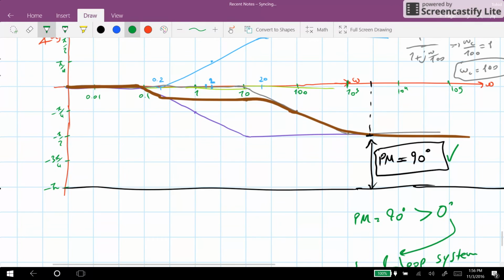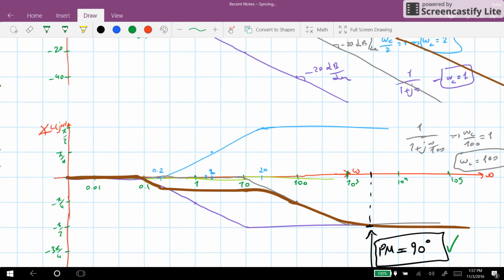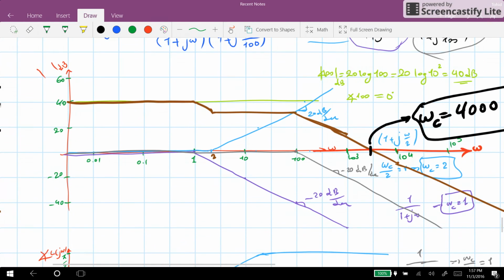Okay, and we are done with the question, and with the problem. So this is how you can draw the Bode plot for a given system, and from there you can determine the crossover frequency, the phase margin and gain margin, and discuss the stability of the system.